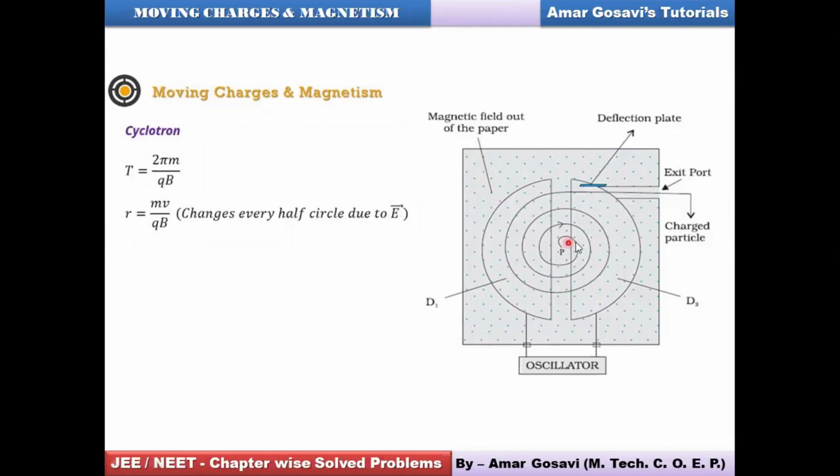Now the moment it enters D2, friends, you can see it starts moving in a circular path. All right. So it reaches the periphery over here of the gap. And the moment it reaches the periphery of the gap, which is shown by the arrow over here, the polarities reverse. Polarities reverse means D1 now becomes negative and D2 will become positive.